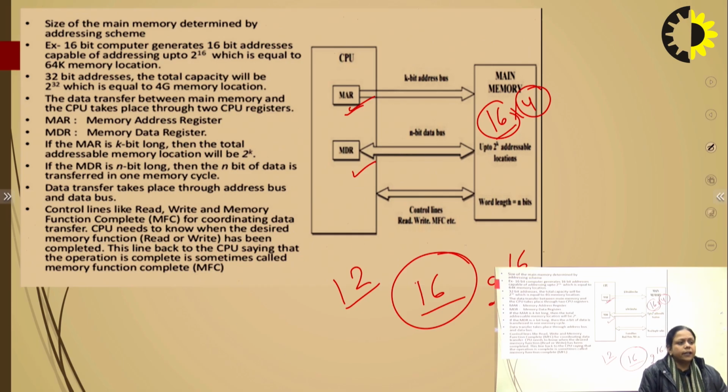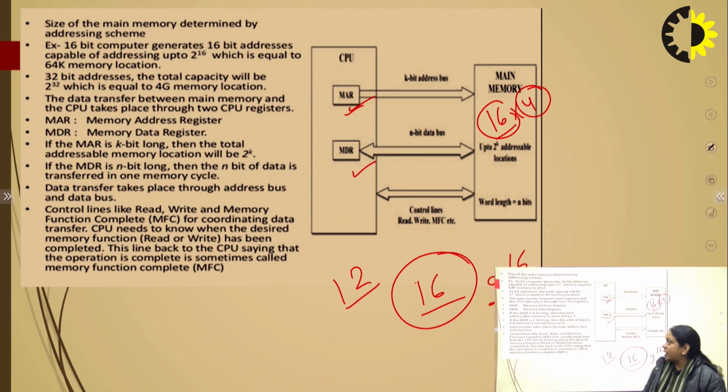Now, data transfer takes place through the address bus and data bus. So we have the address bus and data bus, and the third one is the control bus. Control lines, read and write, and memory function complete, are for coordinating data transfer. The CPU needs to know when the desired memory function, read or write, has been completed. This line back to the CPU saying that the operation is complete is sometimes called memory function complete.